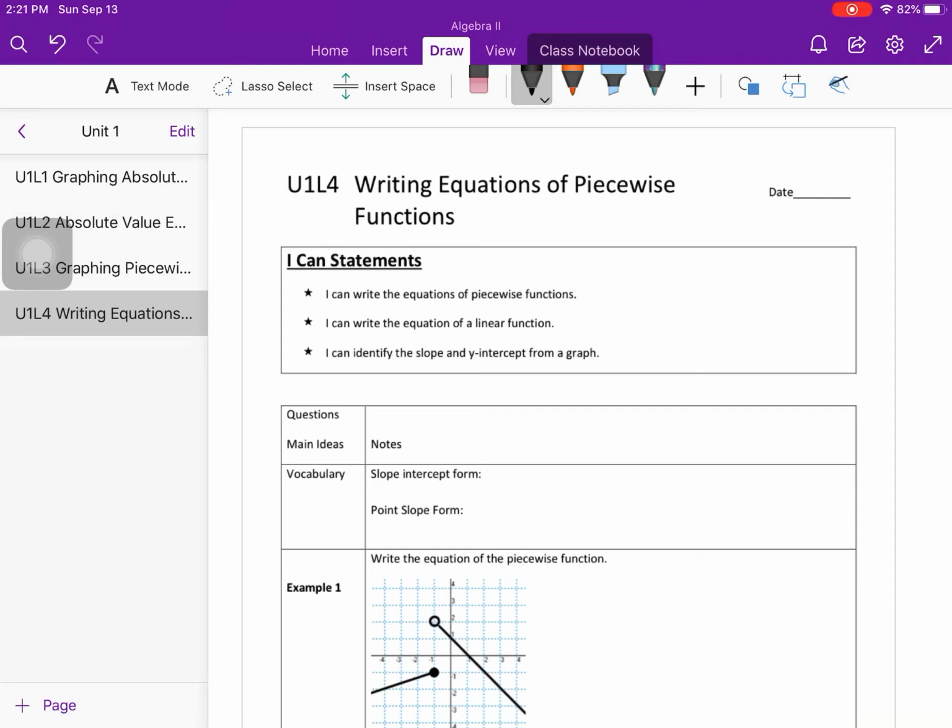Today we're talking about Unit 1, Lesson 4, writing equations of piecewise functions. So this time we're going to be looking at the piecewise functions and then we're going to be writing the overall equation that goes with it.